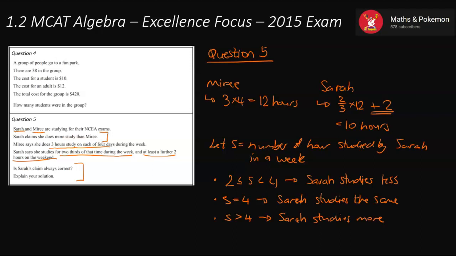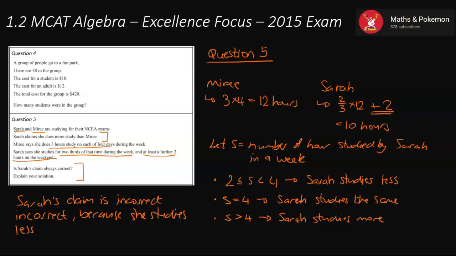So thinking about Sarah's claim, is she always correct? No, she is not correct. So just down the bottom here, Sarah's claim is incorrect because, and we'll justify a reason, because she studies less when, and then that first criteria, when she studies between 2 and 4 hours.